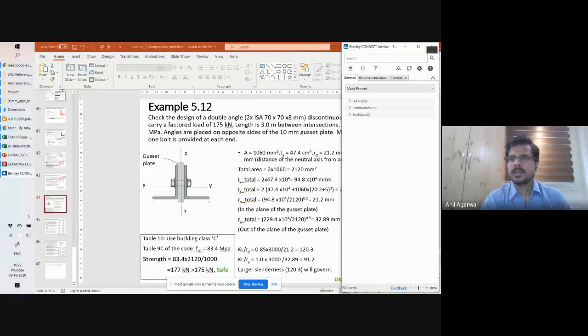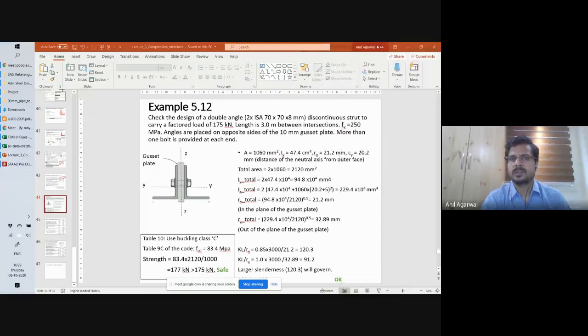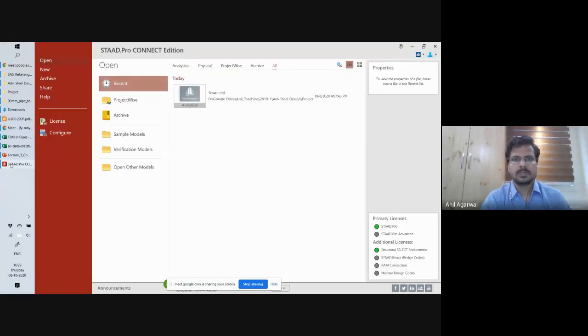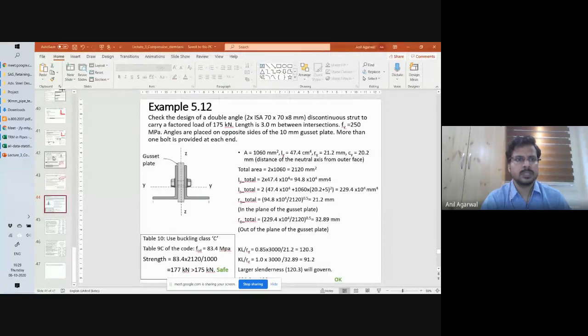So for the time being, please try installing the software. If you don't have STAAD.Pro with you already, please install it and see if you're able to work with it easily.